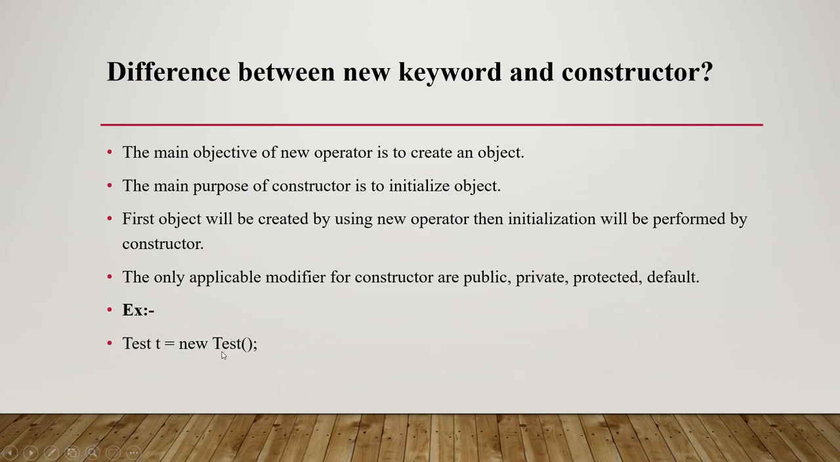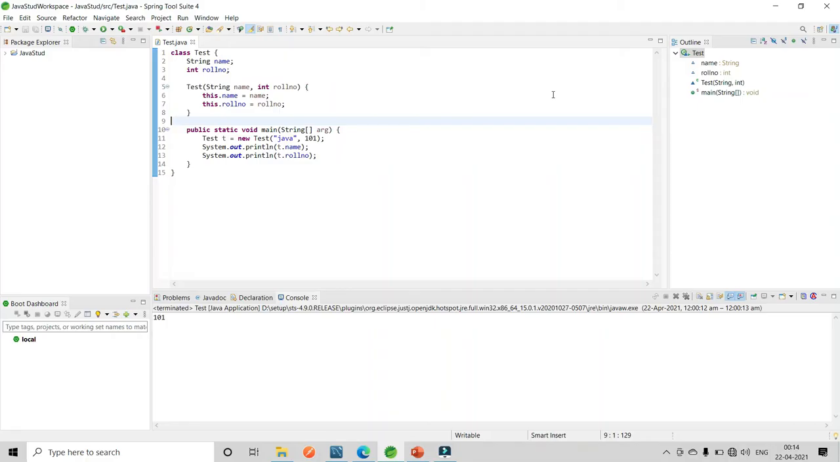For better clarification, we will see this in our practical session. I think now you get a little bit about the new keyword and constructor. So this one is the example of the new keyword and constructor. See this one, this is the class Test.